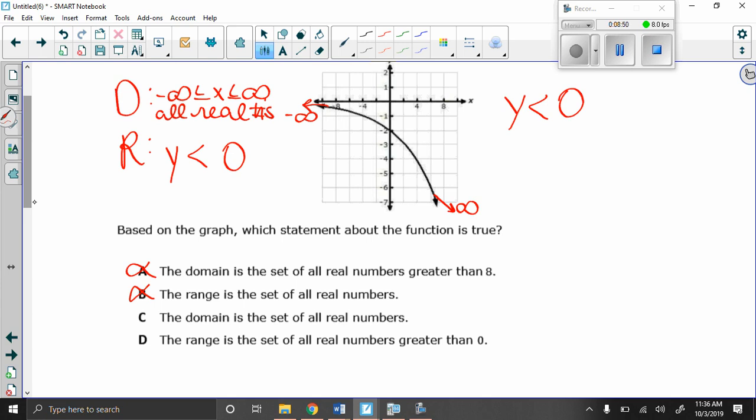And if we look at C, the domain is the set of all real numbers. That would be the correct answer choice. And then D, the range is the set of all real numbers greater than 0. That is also incorrect because above we stated that it was less than 0.